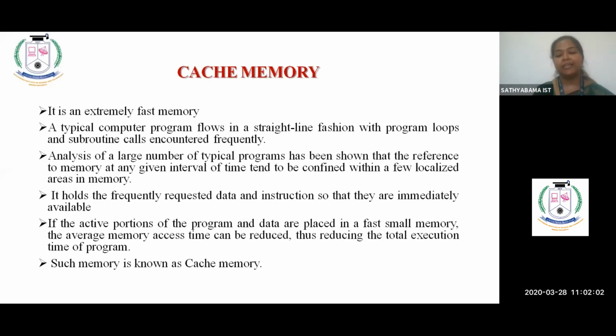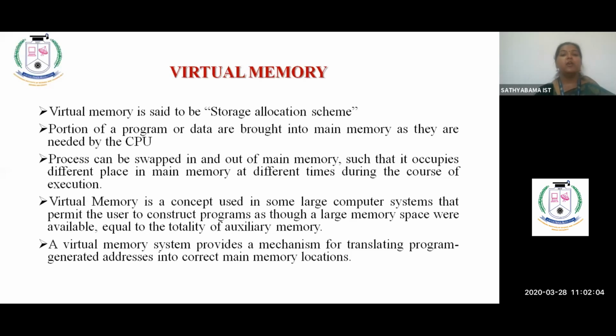And now let's get into the last memory, which is nothing but the virtual memory. This virtual memory is said to be a storage allocation scheme, where a portion of a program or data is brought into the main memory as it is needed by the CPU. So what happens here is the process becomes swapped inside as well as outside of the main memory, such that it occupies different places in main memory at different times during the period of course execution.